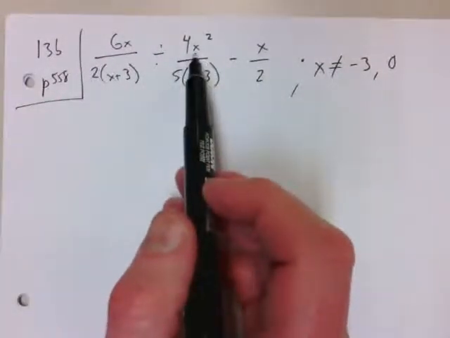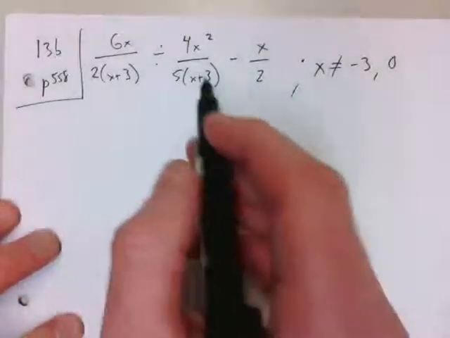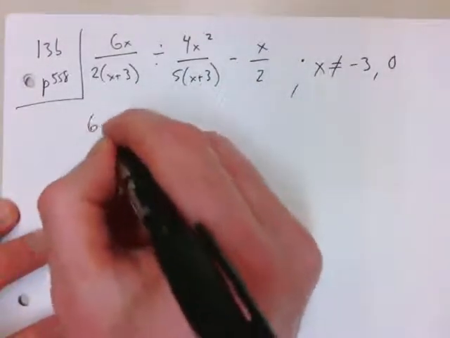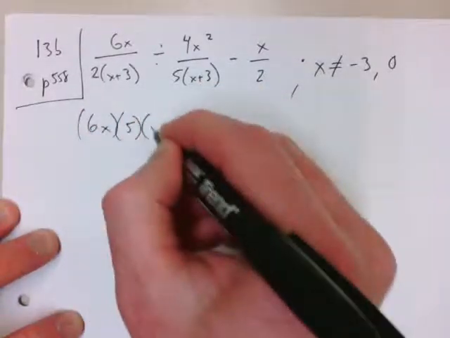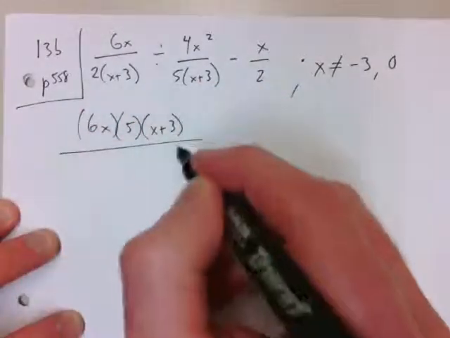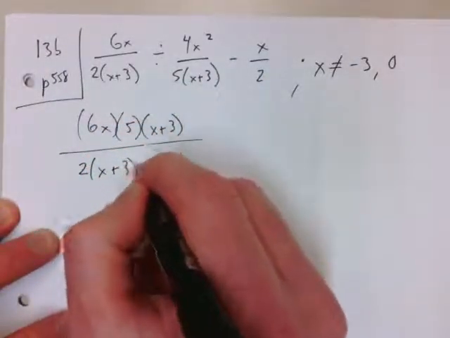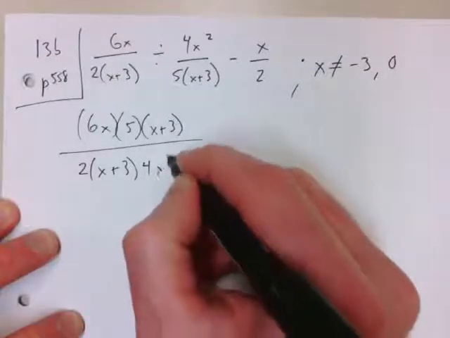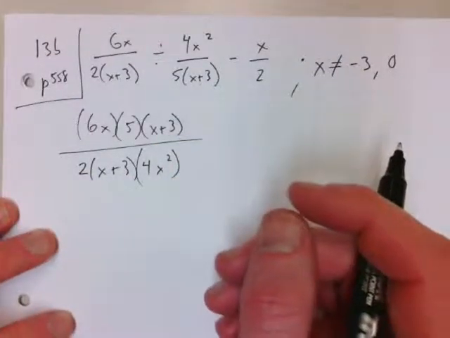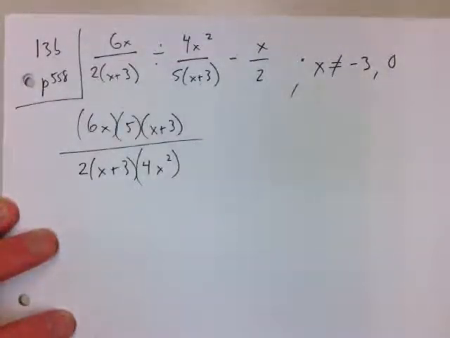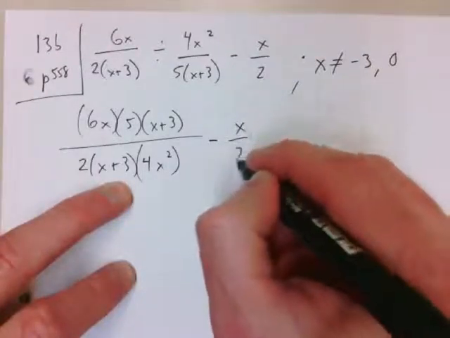So I'm going to flip this thing first, and then we'll find our LCD. So it's going to be 6x, and that's going to multiply. So it's 6x times 5 times x plus 3. So that's what you do with division. You flip and multiply. 2 times x plus 3 times 4x squared. So this bad boy right here is ugly, but that's our lowest common denominator, minus x over 2.